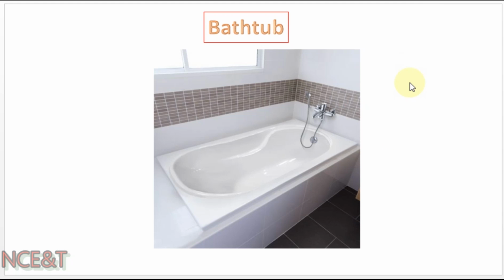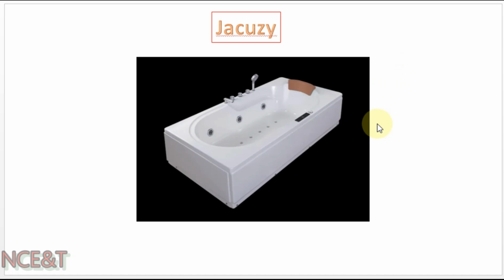The third one is the bathtub, that is commonly used for bathing purpose. And the fourth one is the jacuzzi. It is a more advanced fixture. We can use it for bathing, for massage, and to enjoy inside it with different colors of light to show the water colorful, and to enjoy inside it with foam.